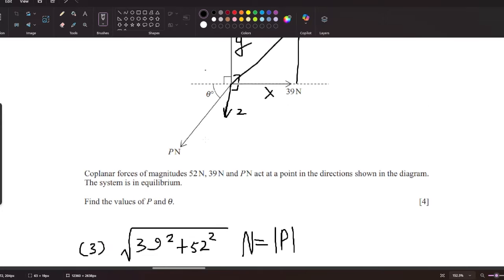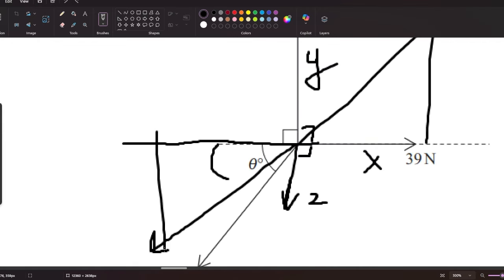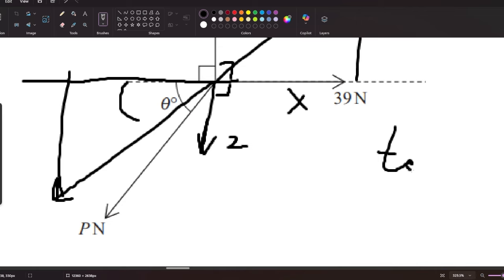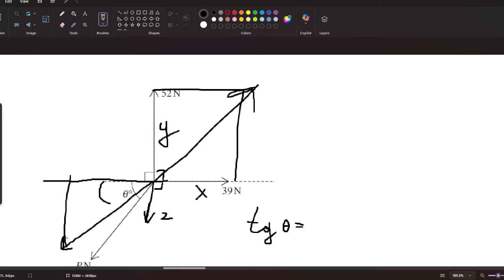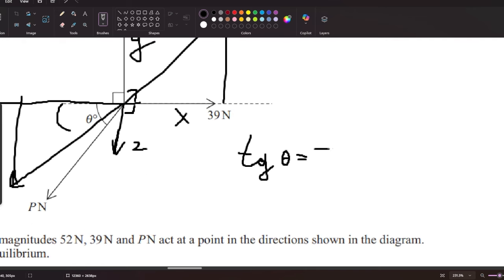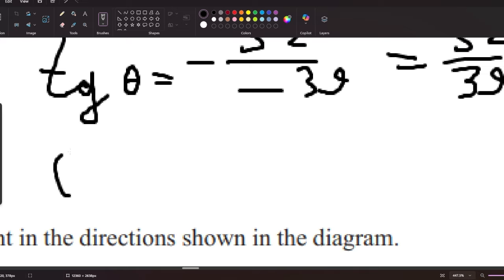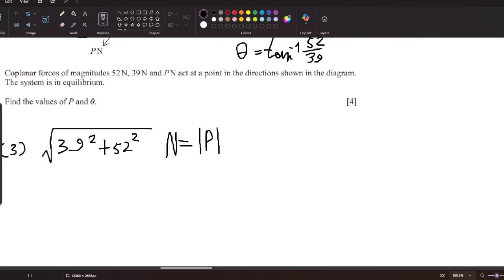With what? This thing is going to be equal to what? Well, we know for sure that the tangent of theta is going to be equal to negative 52 over negative 39. So 52 over 39. And we can say that theta is equal to arctangent of 52 over 39. Okay, that was fairly simple.